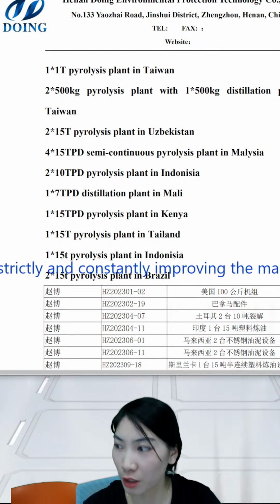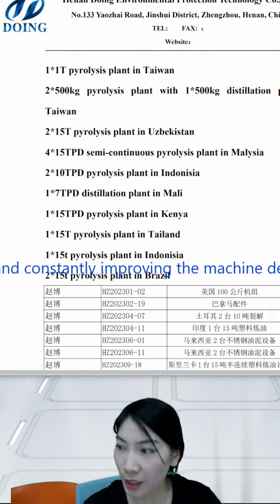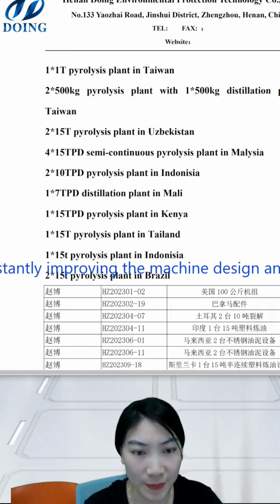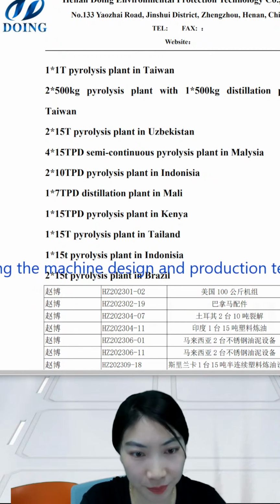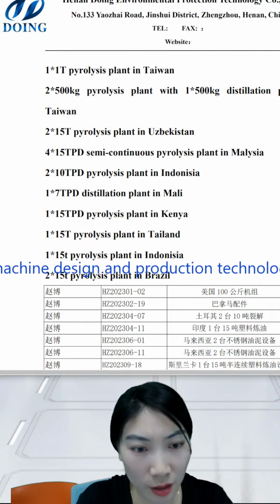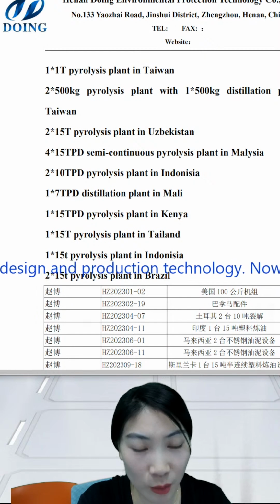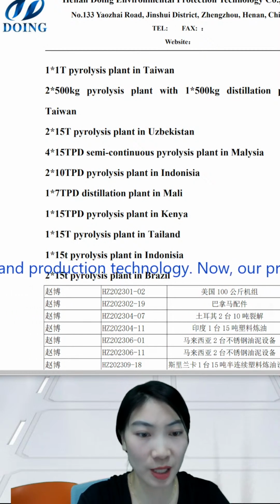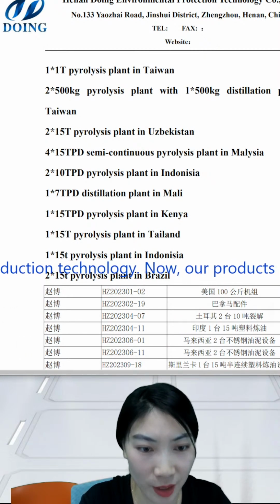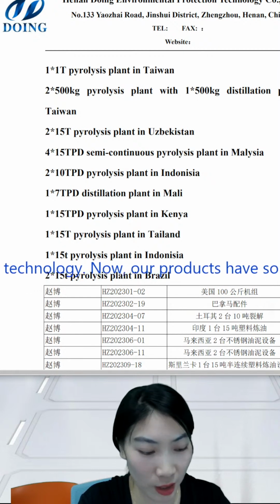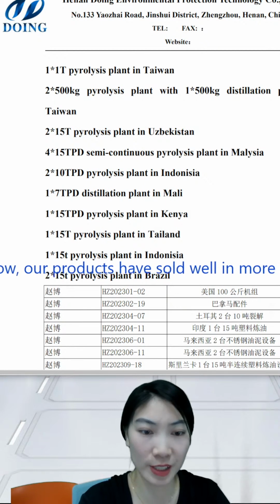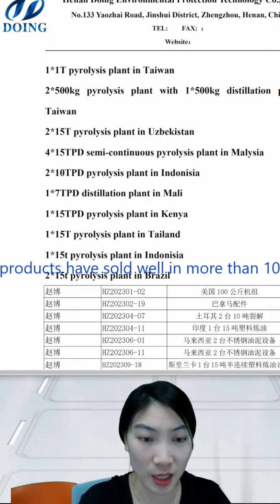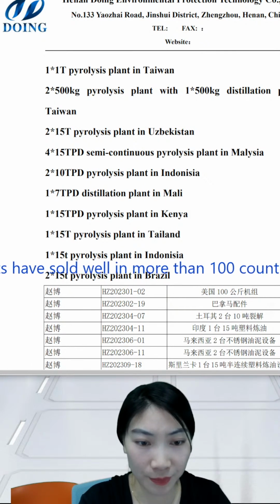Okay, you can have a look. And still we have a project in Mali. It is a 7 tons distillation plant. And also in Kenya, we have a 15 tons pyrolysis plant now under production. Okay, and in Thailand we have 1 set of 15 tons pyrolysis plant under production.